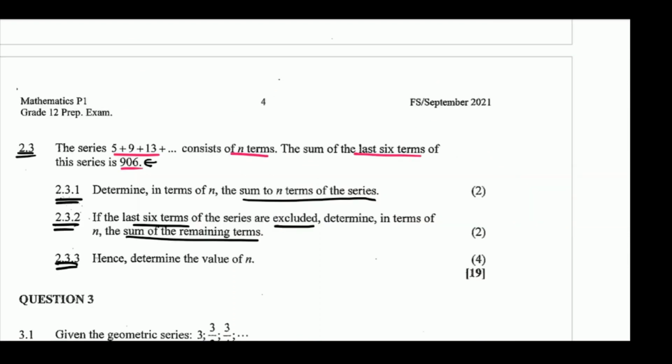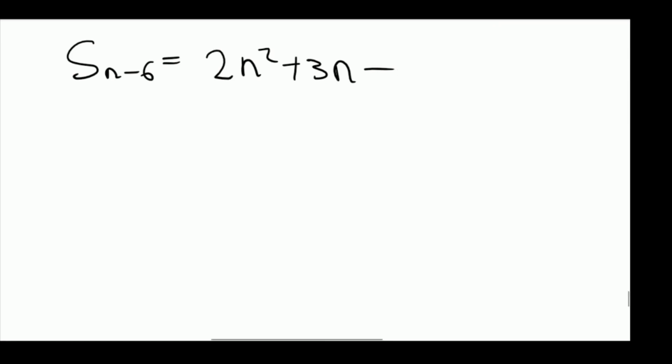2.3.3, hence determine the value of n. Now we want to find the value of n. For us to find the value of n, we need to first write our sum excluding the 6 terms, right? So how do we find it? We found that in the previous question to be 2n squared plus 3n minus 906, right? So let's consider this as our equation 1. Why? Because we can still find the sum of n minus 6 in another way.